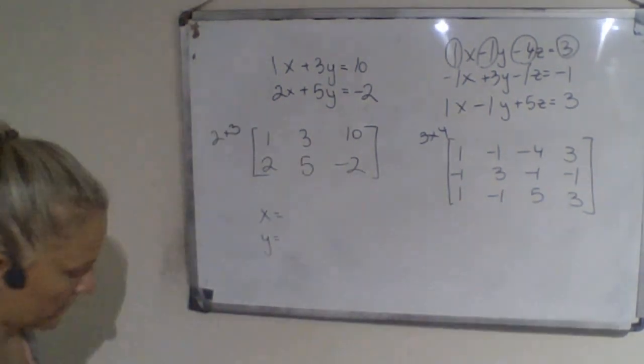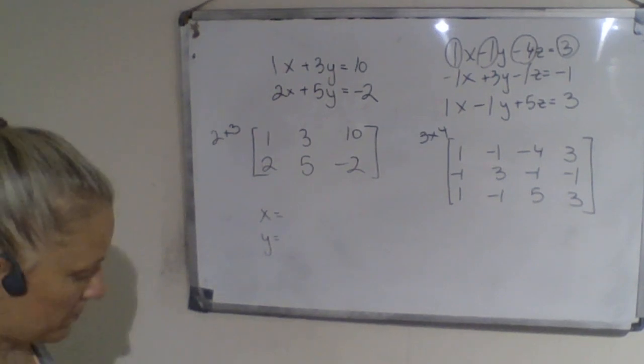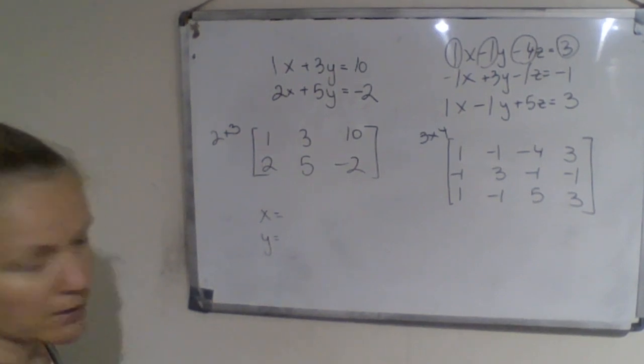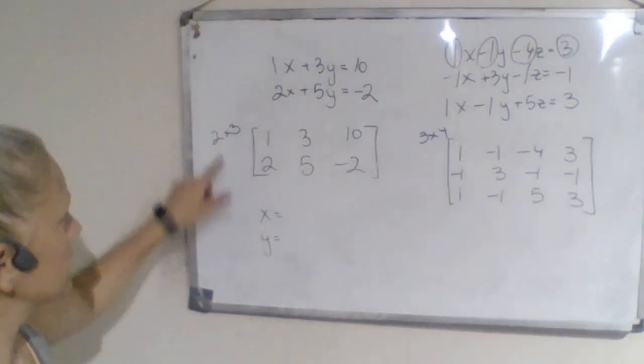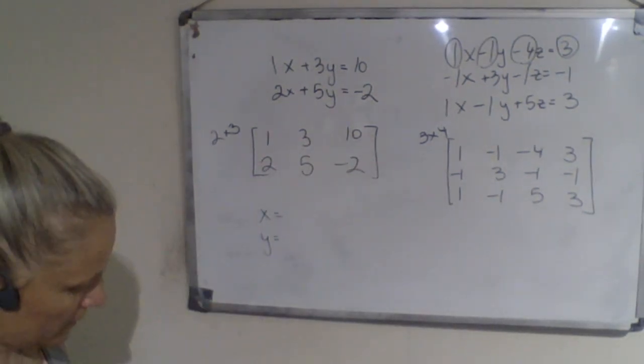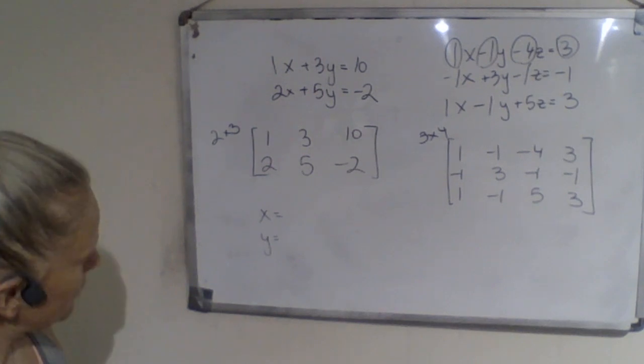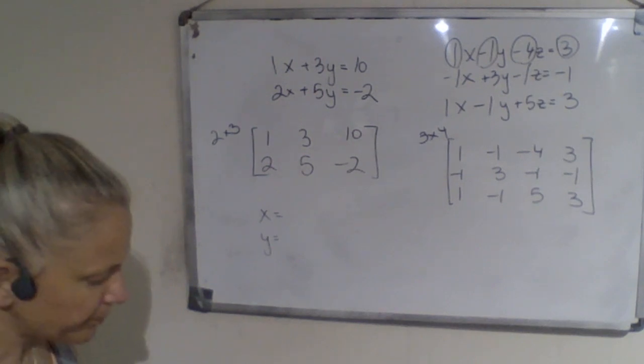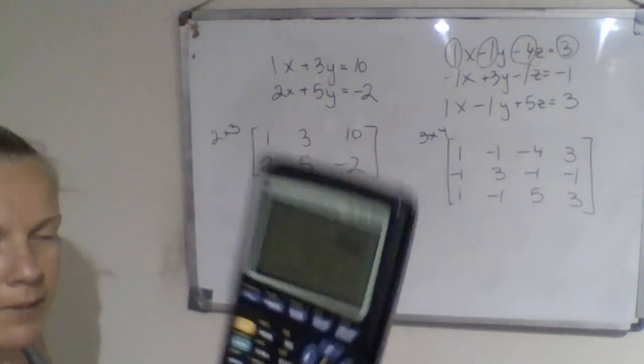Let's solve that first one together. Second matrix, I go over to edit. I'm going to edit matrix A. I always play with that one. It's a 2 by 3, 2 by 3. I'm going to introduce them by rows. 1, 3, 10, 2, 5, negative 2. It's all in there. I'm done.